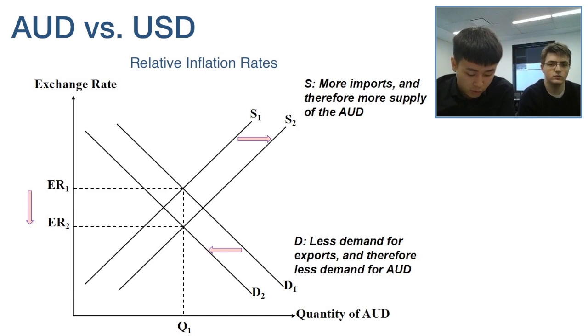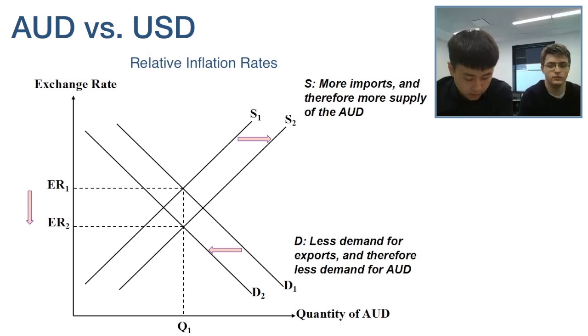First of all, residents in Australia, because the price in Australia is very expensive, will think about buying from other countries, which increases the imports of Australia. This will make the supply of the AUD go up.